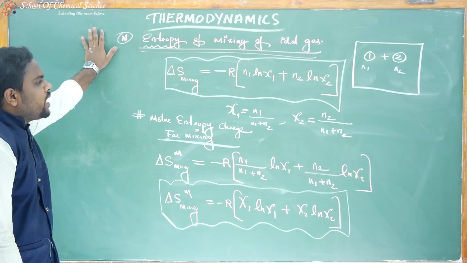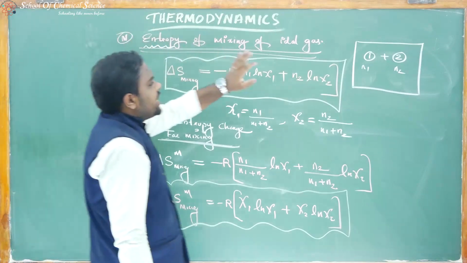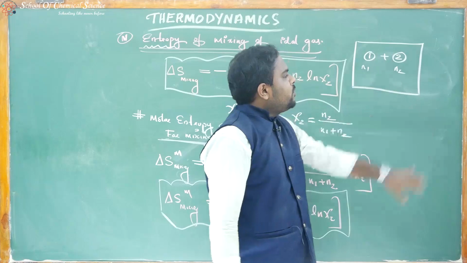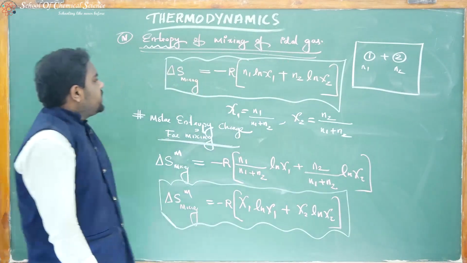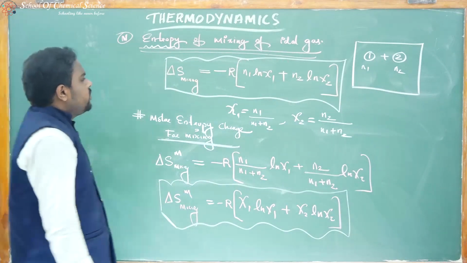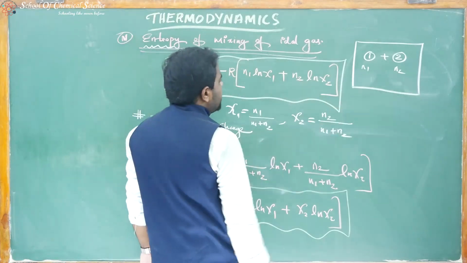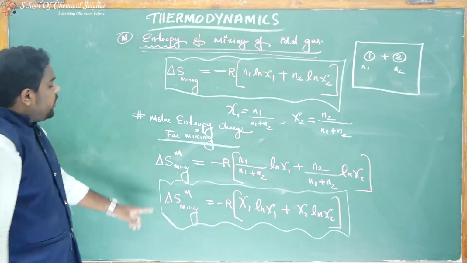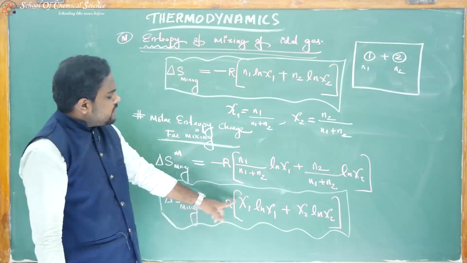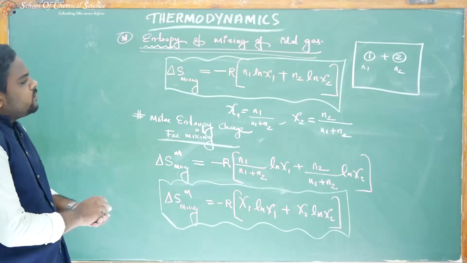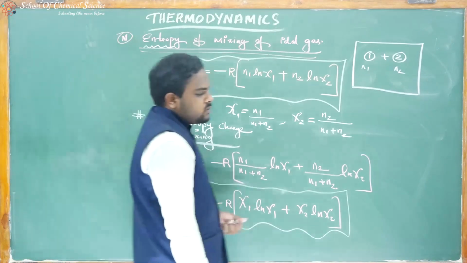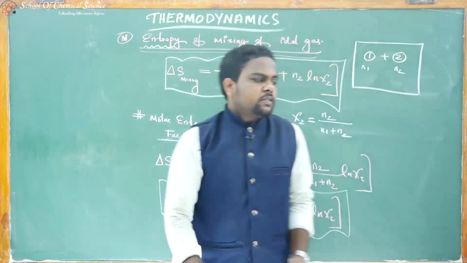Entropy change for mixing of ideal gas: when two gases 1 and 2, number of moles of gas 1 is N1, number of moles of gas 2 is N2, then entropy change for mixing is equal to minus R into N1 ln chi1 plus N2 ln chi2. Molar entropy change for mixing is equal to minus R chi1 ln chi1 plus chi2 ln chi2. Okay, so please copy these equations.